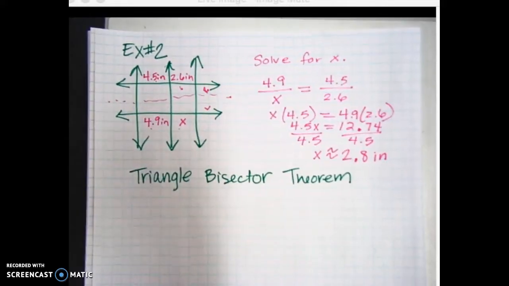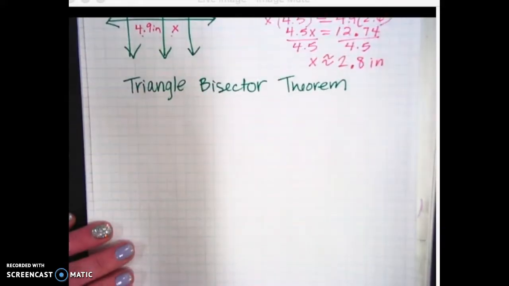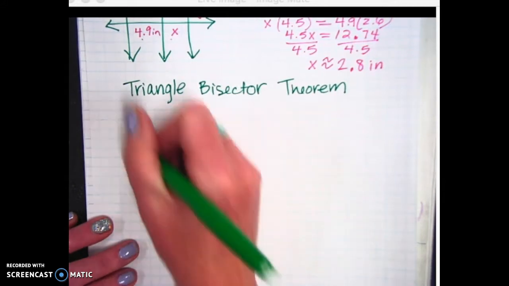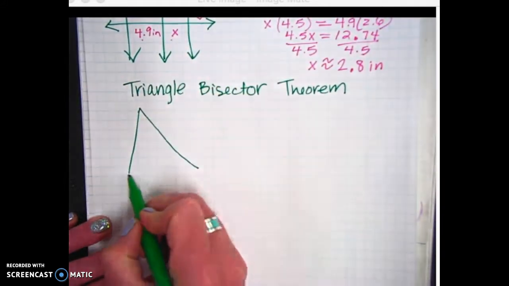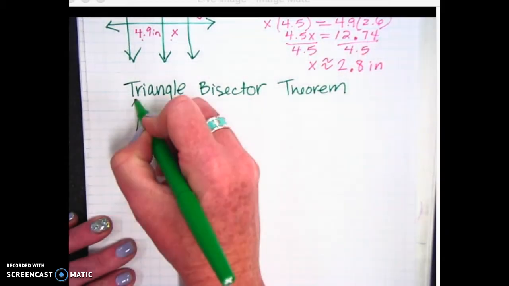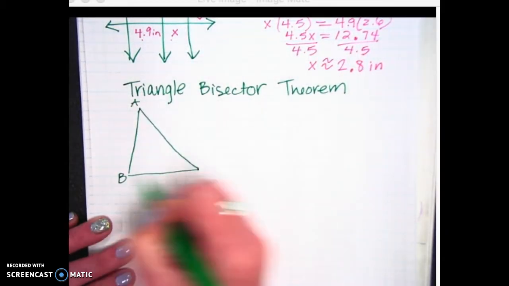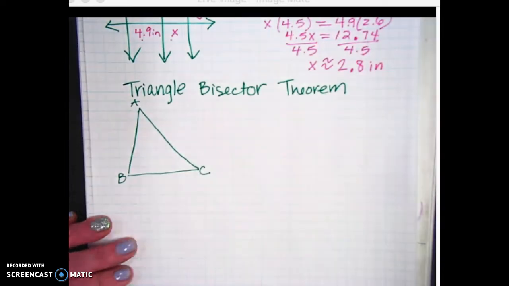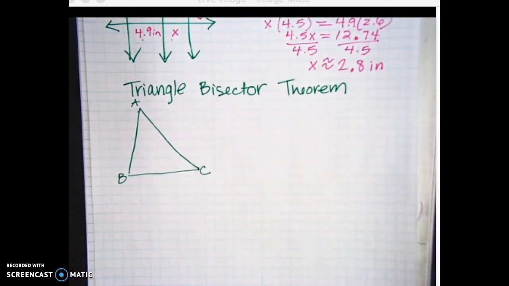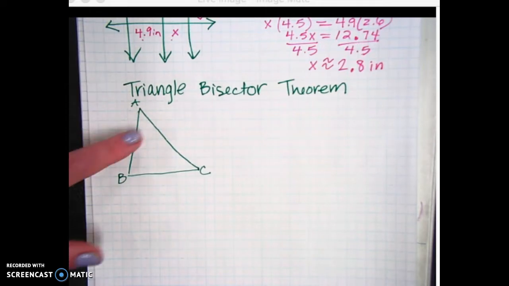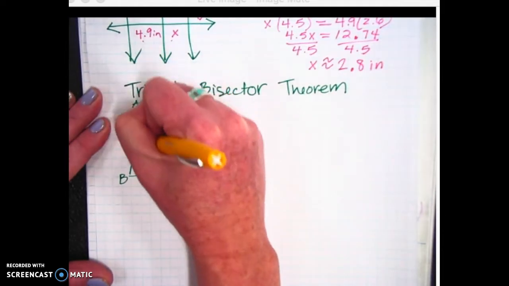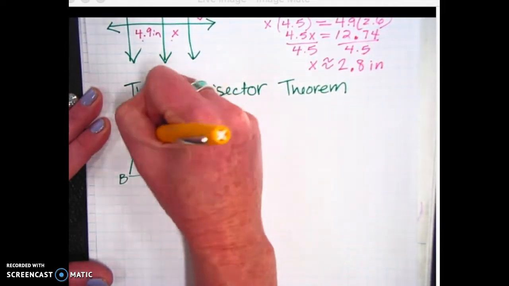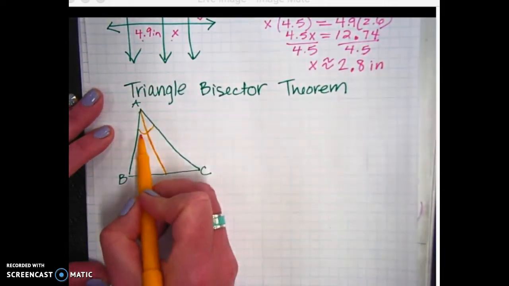So the third theorem is called the triangle bisector theorem. And with this one, you're going to deal with the angle being bisected. So here's triangle ABC. And triangles have 3 angles, obviously, but we only are going to bisect one. So if it's the one at the top, great. If it's angle A and we bisect it, then it cuts it exactly in half.